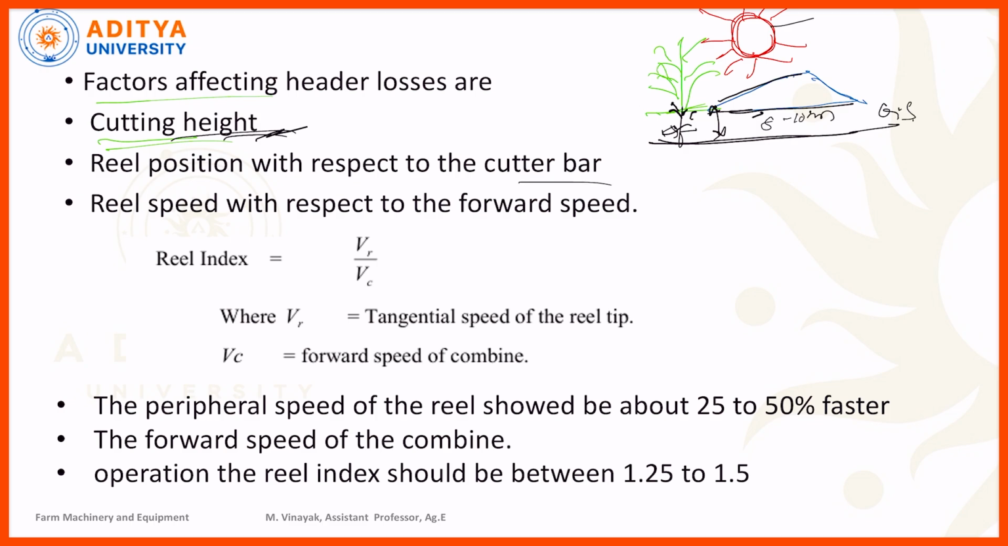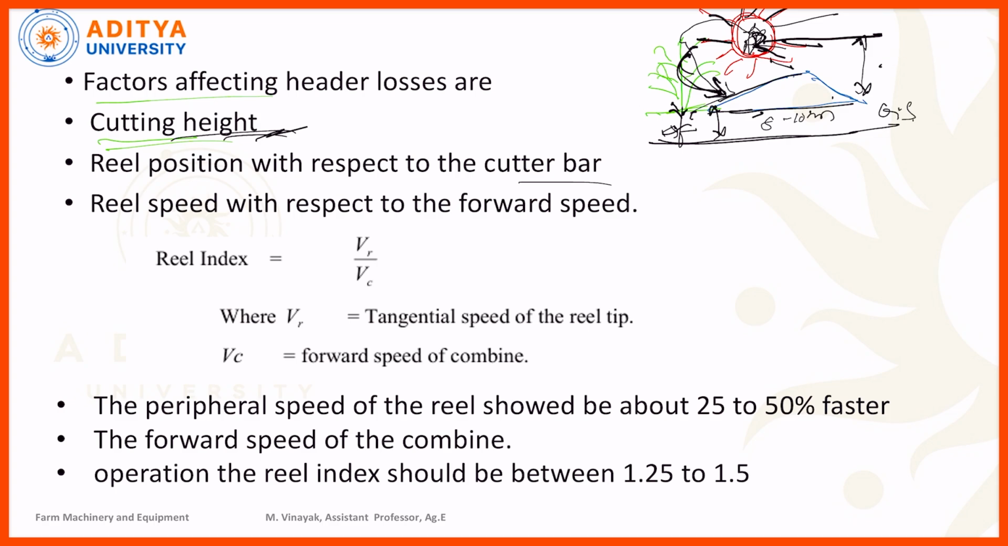So the main function of the reel is to guide the crop towards the cutter bar. During the rotation of this reel, some spokes are present throughout the periphery of the reel. These spokes guide the crop material towards the cutter bar, right? So the position of this reel is very important. It may be 30 centimeters ahead of the cutter bar, or 40 centimeters ahead of the cutter bar. Based on the adjustment and the crop material, the reel position will change.